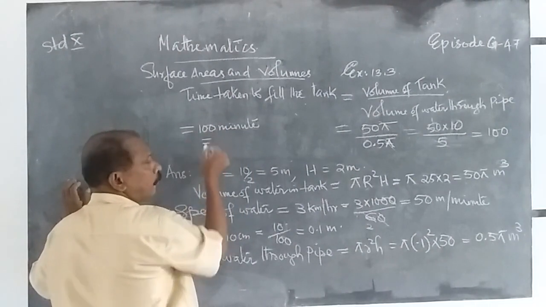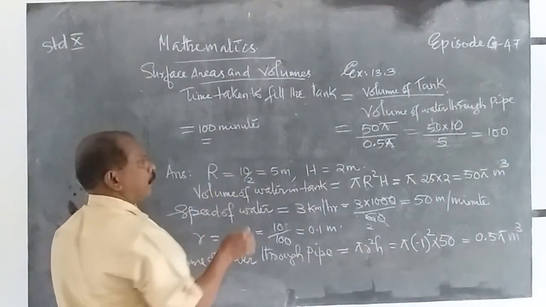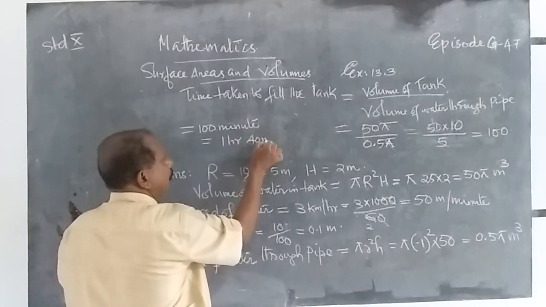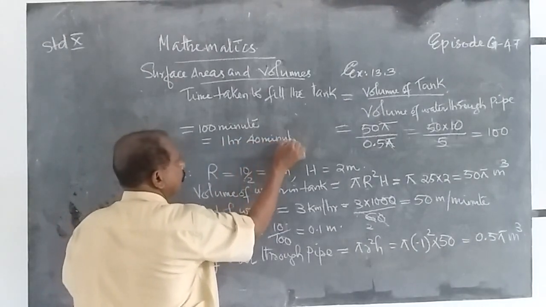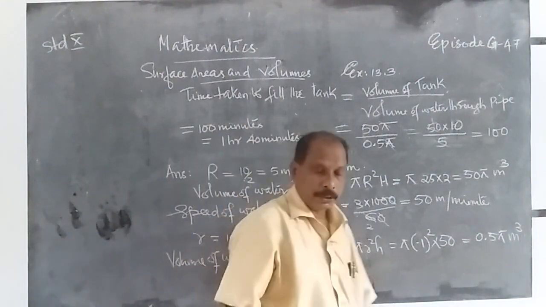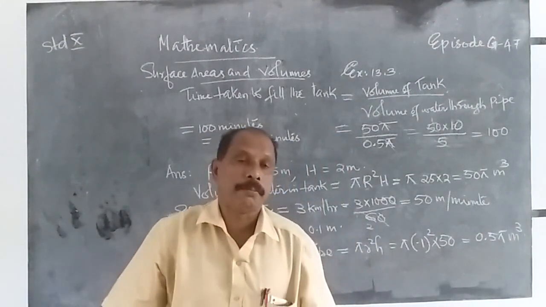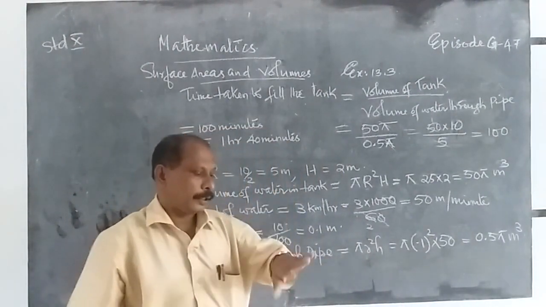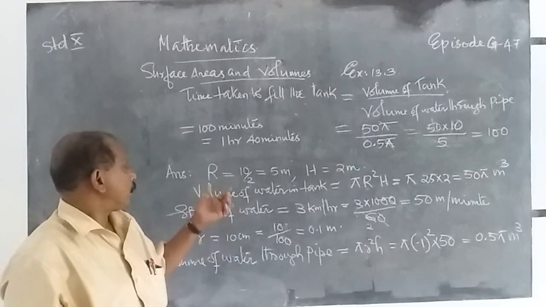100 minutes means 60 minutes is 1 hour, so 1 hour 40 minutes. That means in 1 hour 40 minutes the tank will be filled with water. Clear? That means the answer is this one.